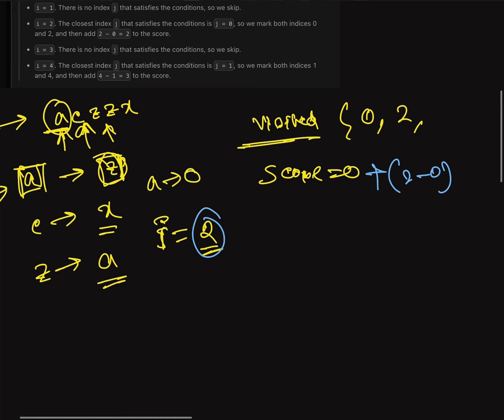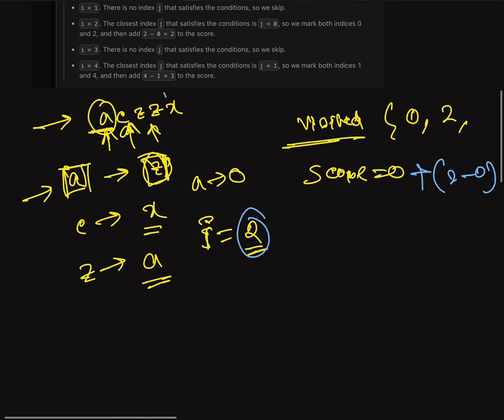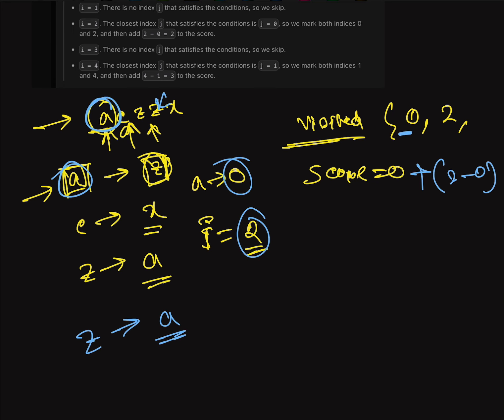Okay, now go to the next character Z. I have already visited this index 0 of A. So for this Z, the mirror character is A. Have I seen any A remaining that is unmarked? No, there is no character A present that is unmarked. I have seen one A, but I already visited that index. So I will not do anything.